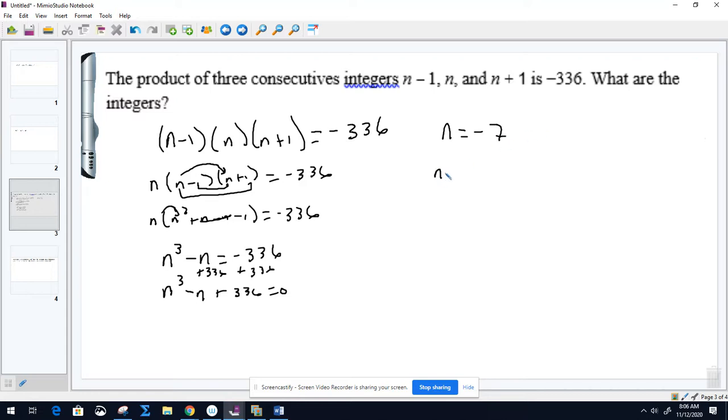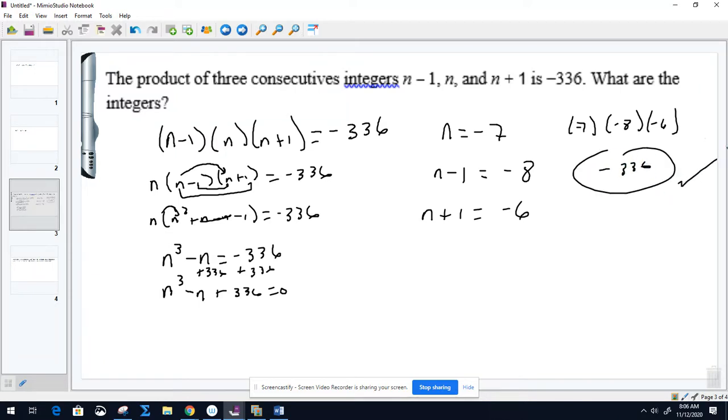Well, what's n minus 1? That would be negative 7 minus 1, which is negative 8. What's n plus 1? That would be negative 6. And if I multiply negative 7 times negative 8 times negative 6 and put that into the calculator, it does indeed equal negative 336. So I know that that is right. So again, you're multiplying it, you're setting it equal to 0.